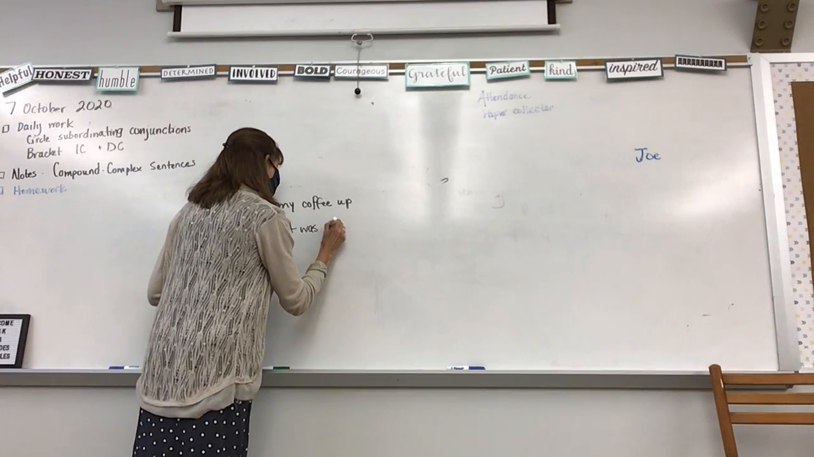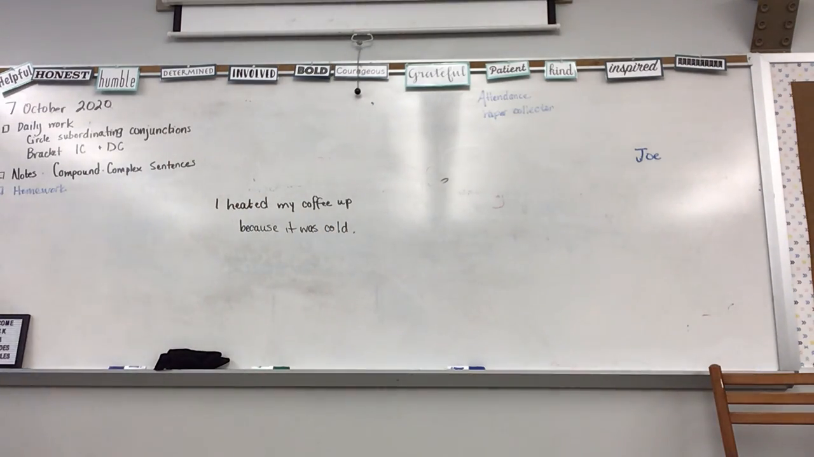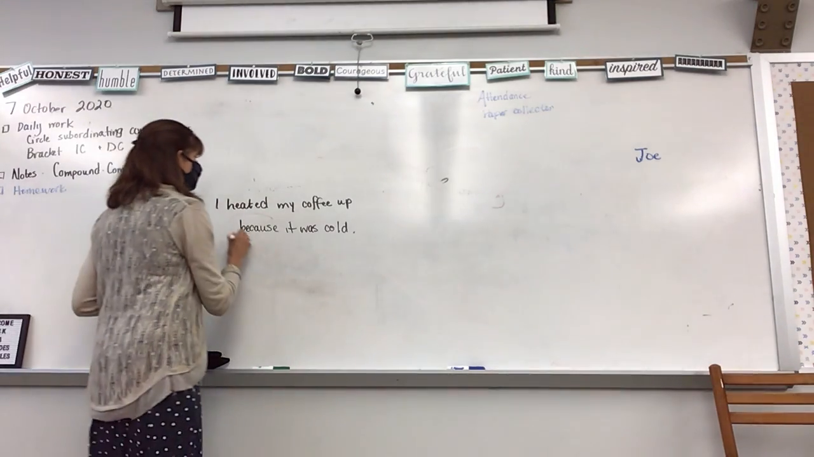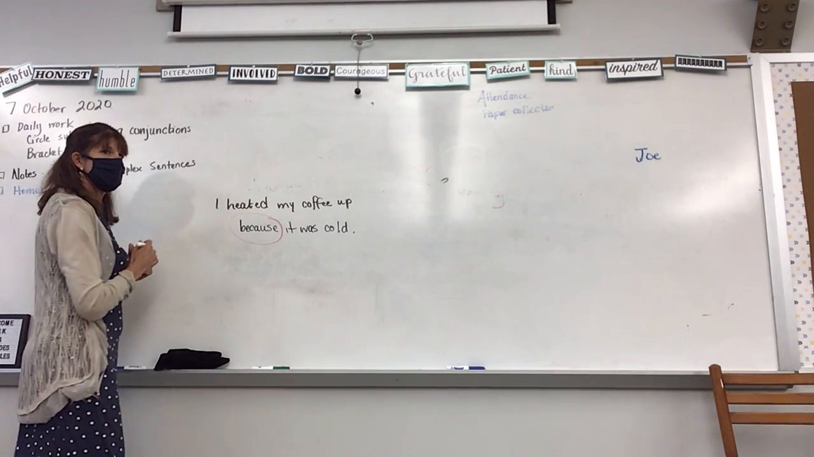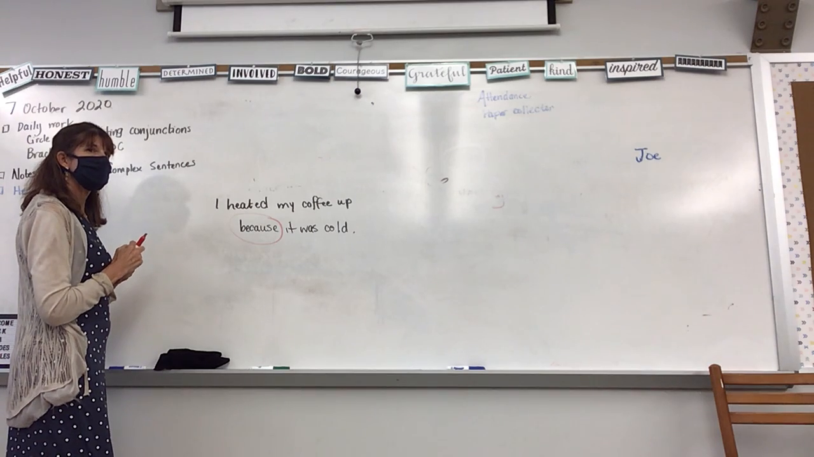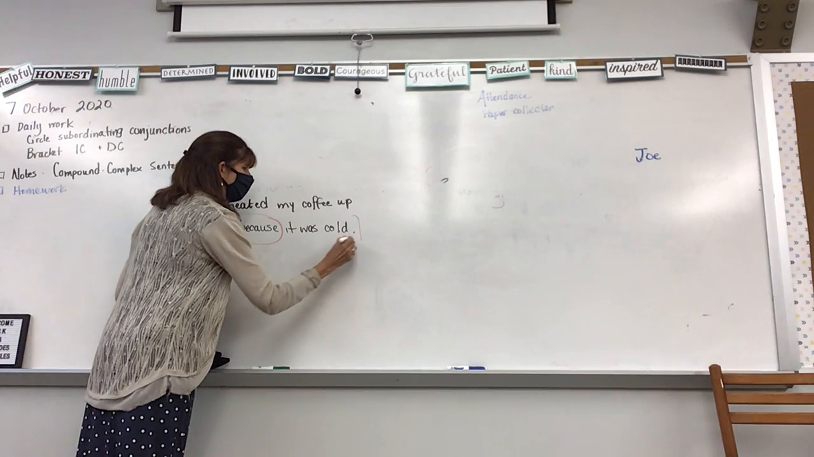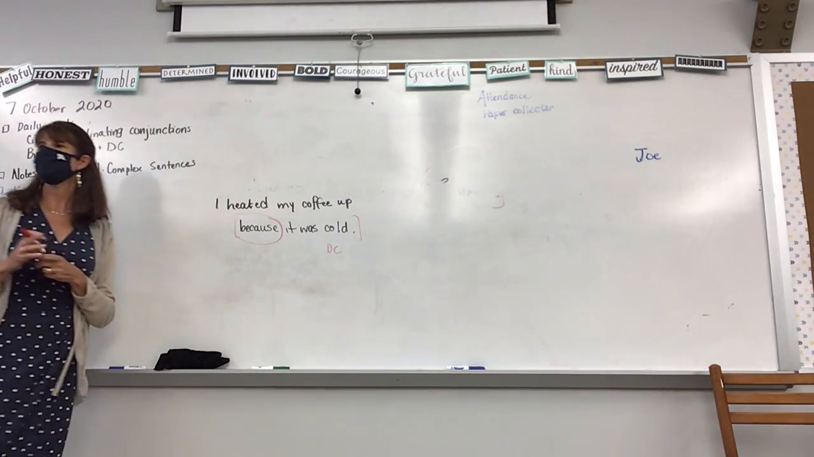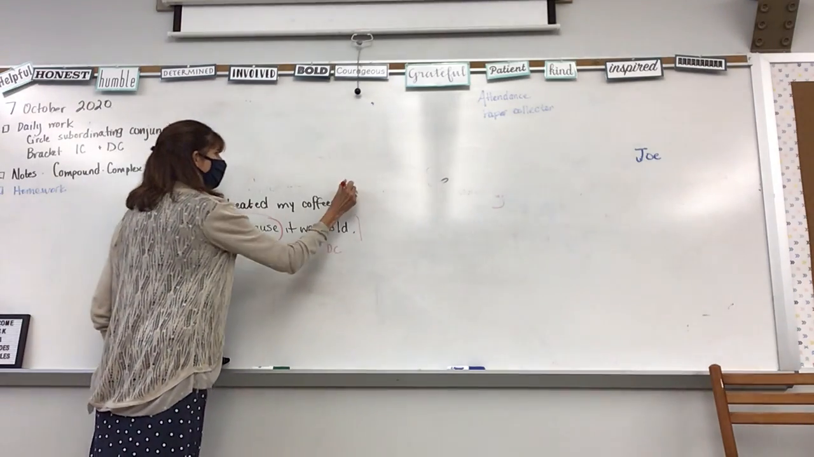Okay, Julie, what's the dependent clause? I'm sorry, what's the subordinating conjunction? Because. Because. What's the dependent clause, Huck? Let's see, because it was cold. I mean, oh, I'm sorry, I heated my coffee up. Dependent? No, I was right the first time, because it was cold. Because it was cold, so there's our dependent clause. Lena, what's our independent clause? Because it was... Is that independent? Yes. I heated my coffee. Okay, I heated my coffee up.